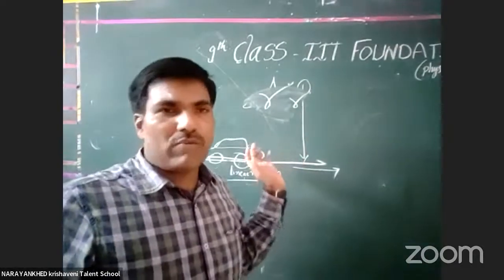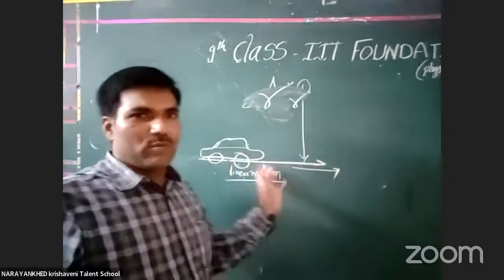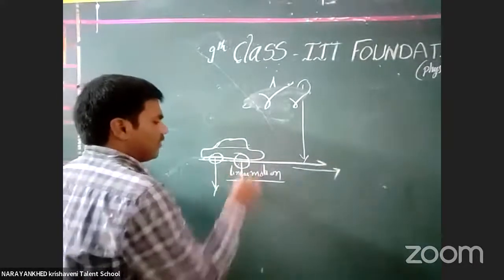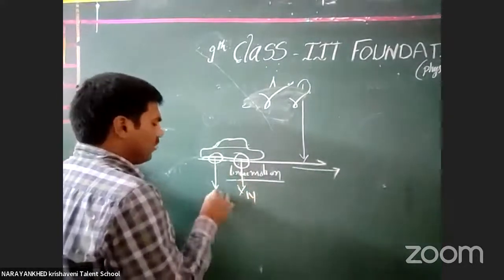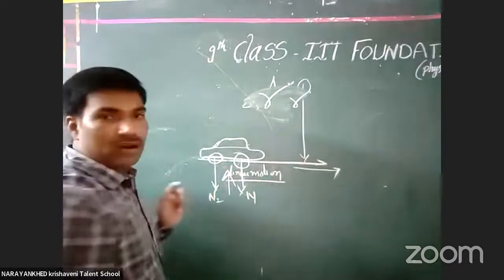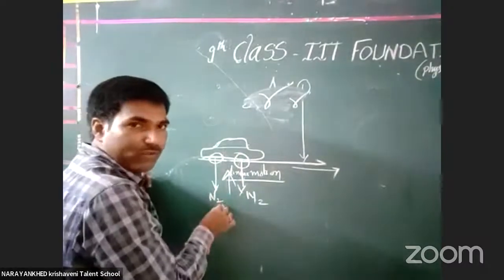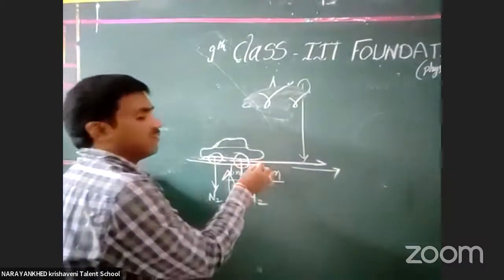Now you know very well the free body diagram of a linear body. Suppose you take a car: there are normal forces working against the gravitational force. Clear or not, all the students? N1 and N2 are working against the gravitational force, and there is a friction force given by the road.